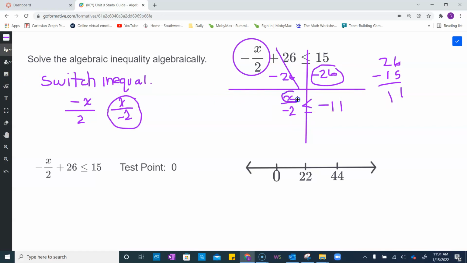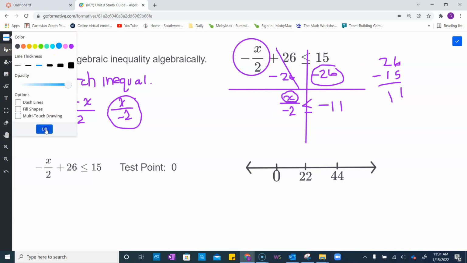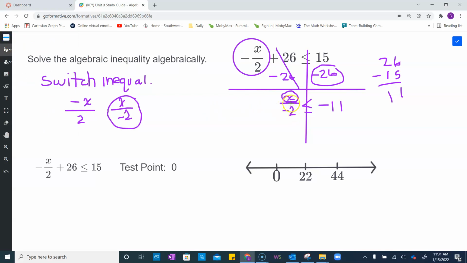X is sitting right here. I'm going to circle it. I need to get rid of this divide by 2. To get rid of a divide by 2, I am going to multiply both sides. Sorry, it's divide by negative 2. To get rid of the negative 2, I need to multiply both sides by negative 2.